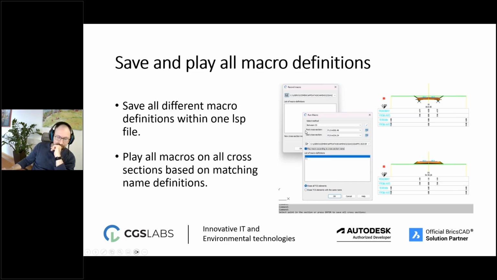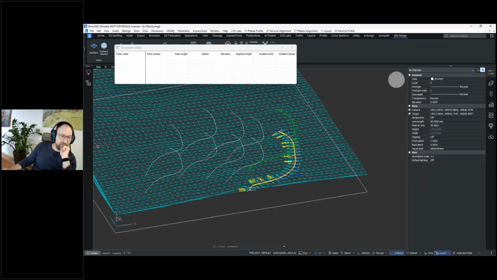So with the macro command, you can now save all the macro definitions for all the cross sections. Before you could only save one cross section at a time, but now you can check all of those at the same time and play them also. So let's see this in action.